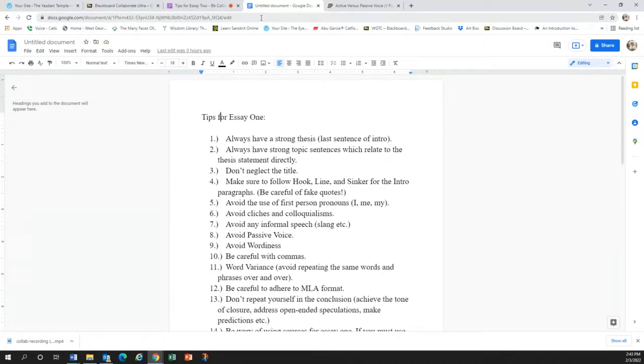Remember, your personal stories and personal stuff is not that important. What's important is what you can show. Can you use the strategy effectively? Can you create a thesis statement? That kind of thing. Number 6 is avoid cliches and colloquialisms.